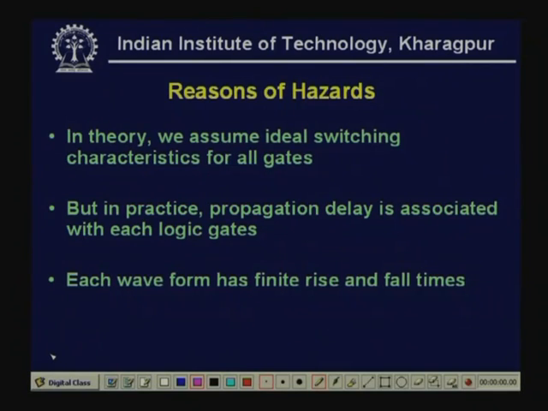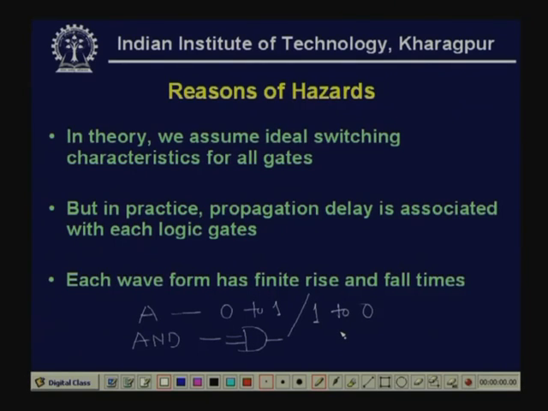What do we mean by switching? Switching is when it is changing from 0 to 1, say one variable A is changing from 0 to 1 or 1 to 0, and it is taking almost no time. This is switching, and we call this ideal switching. But in practice, the propagation delay is associated with each logic gate. Say this is an AND gate, a simple case of a 2 input AND gate, or this can be a dot operation.